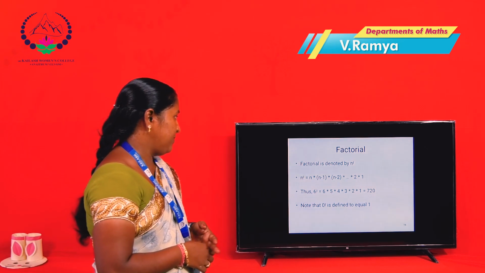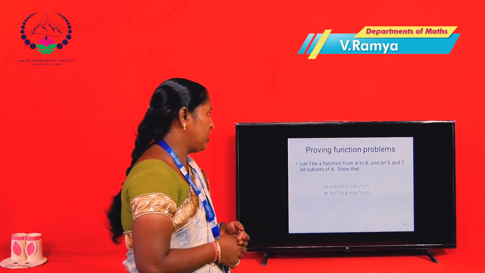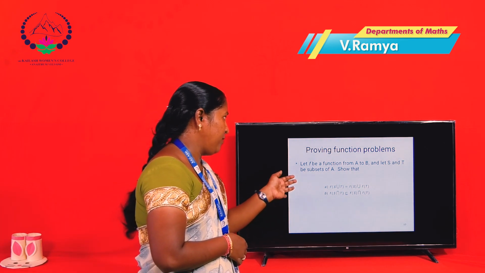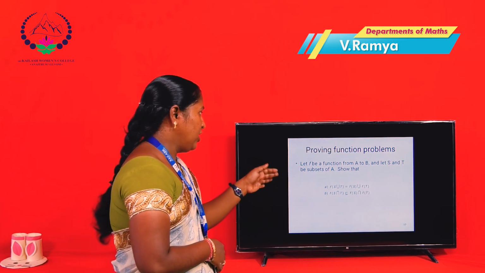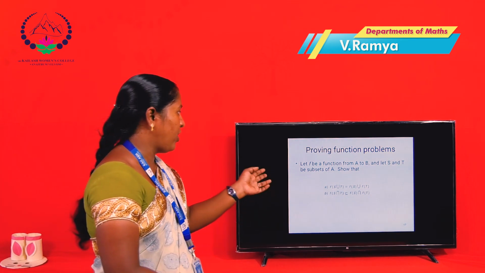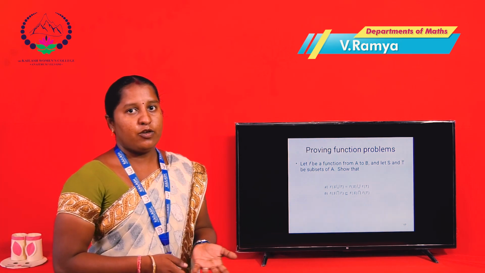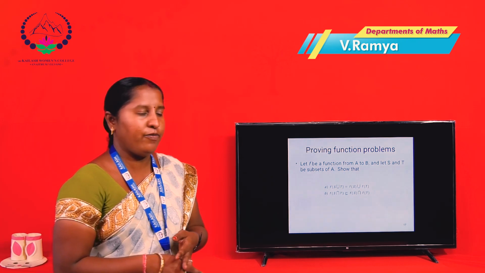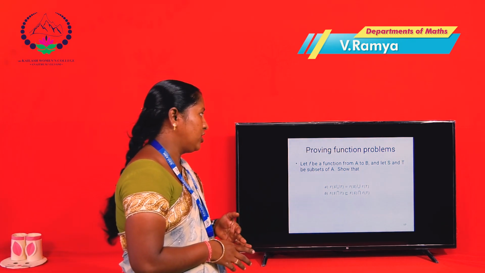The next one is proving function problems. We take any two sets A and B and make a function. For the function we use the notations union and intersection. F of S union T equals F of S union F of T. F of S intersection T equals F of S intersection F of T. So this is the proving function problem.